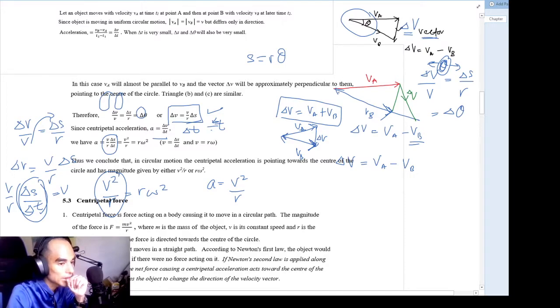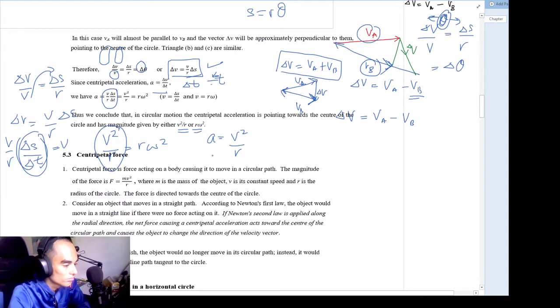I think it's assuming that VA and VB are the same. So that's why we use V over here. It doesn't say VA minus VB. Okay, so we conclude that it is V squared over R or R omega squared. I don't remember, was it asked already in the STPM or not?